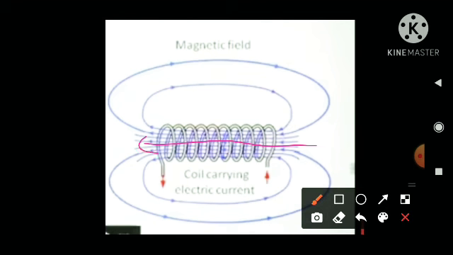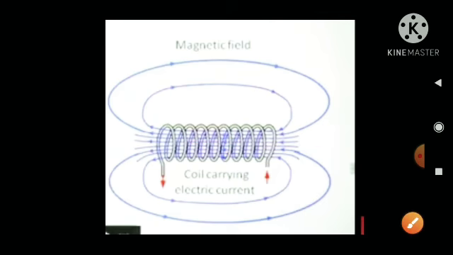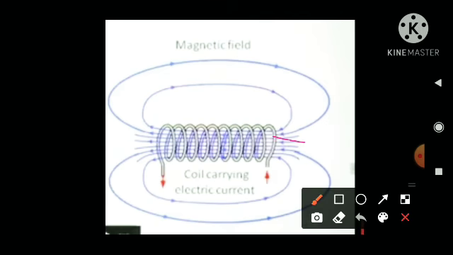A strong magnetic field produced inside a solenoid can be used to magnetize a piece of magnetic material like soft iron when it is placed inside the coil. The magnet so formed is called an electromagnet. So by the solenoid we can also make an electromagnet, when we put a piece of magnet inside the coil.